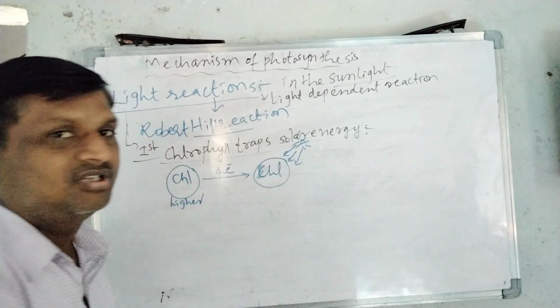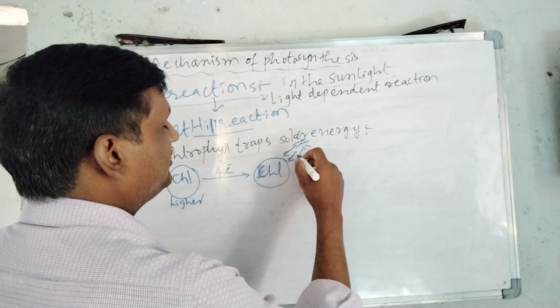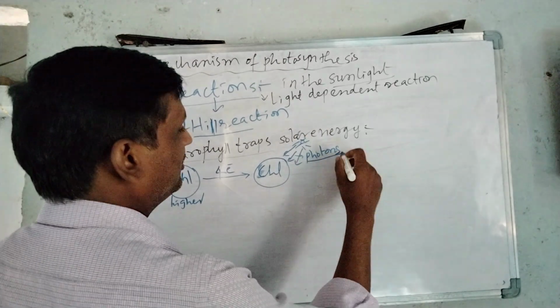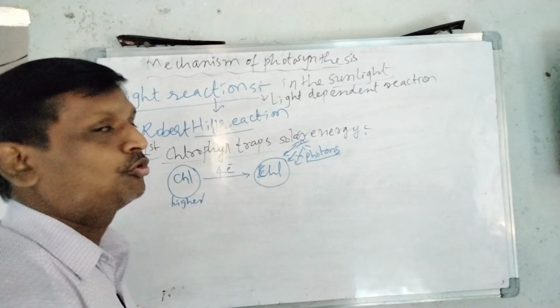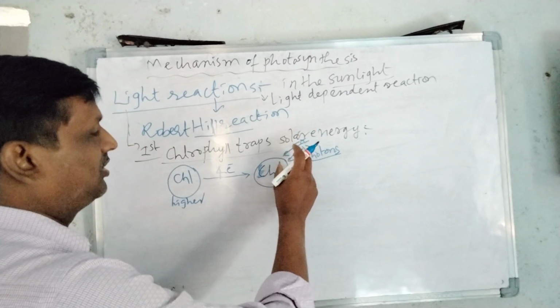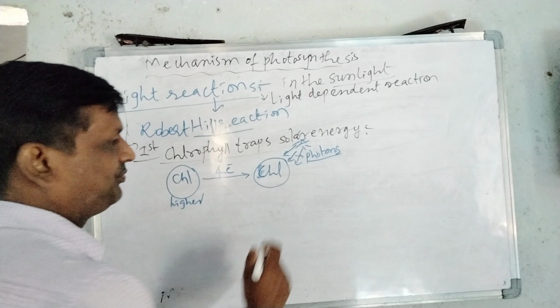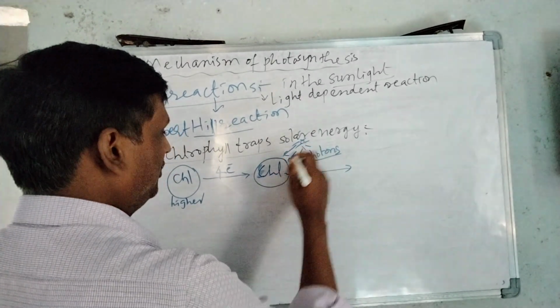ఏ రూపంలో? క్వాంటమ్. Sunlight energy is called quantum. These rays are called photons. The sunlight rays are called photons. So photons which carry the energy from the sunlight are called quantum. So in this process the sunlight energy enters into the chlorophyll. So now chlorophyll is activated with the solar energy.